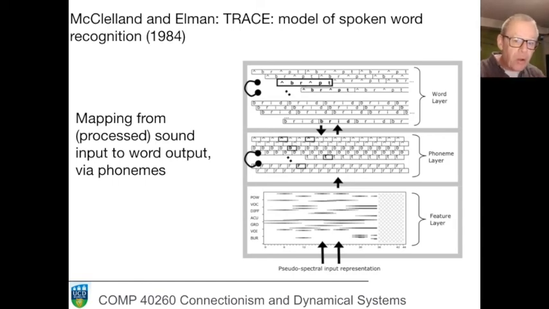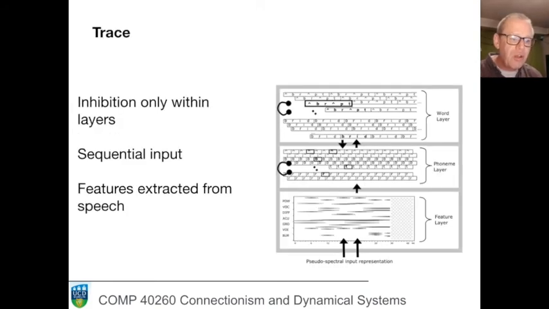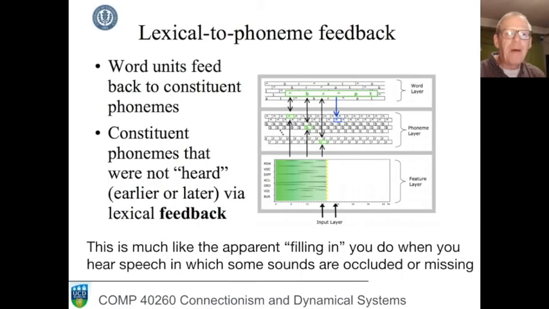Of course, the network only deals in numbers. There are no actual sounds, there's no actual words, just as there were no images and no actual words previously. We have the same architecture with inhibition within layers, sequential input, but the features here have been extracted from speech. The word units are compatible with some phonemes and not with other ones. And the interaction between top-down and bottom-up processes here should be familiar to you.